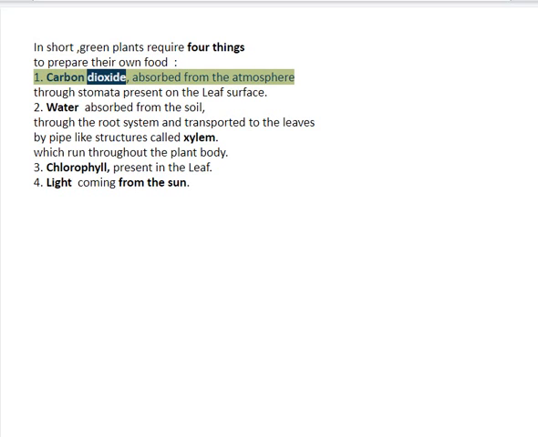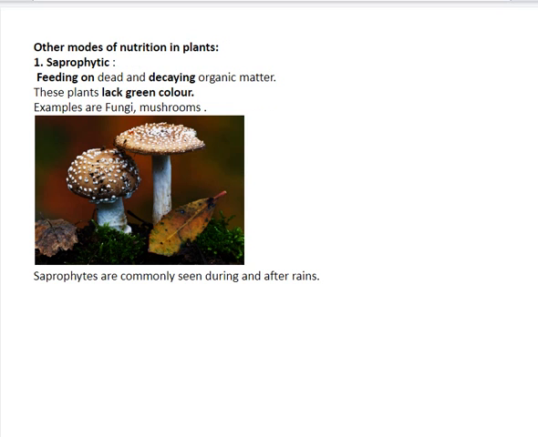1. Carbon dioxide, absorbed from the atmosphere through stomata present on the leaf's surface. 2. Water absorbed from the soil through the root system and transported to the leaves by pipe-like structures called xylem, which run throughout the plant body. 3. Chlorophyll, present in the leaf. 4. Light coming from the sun.